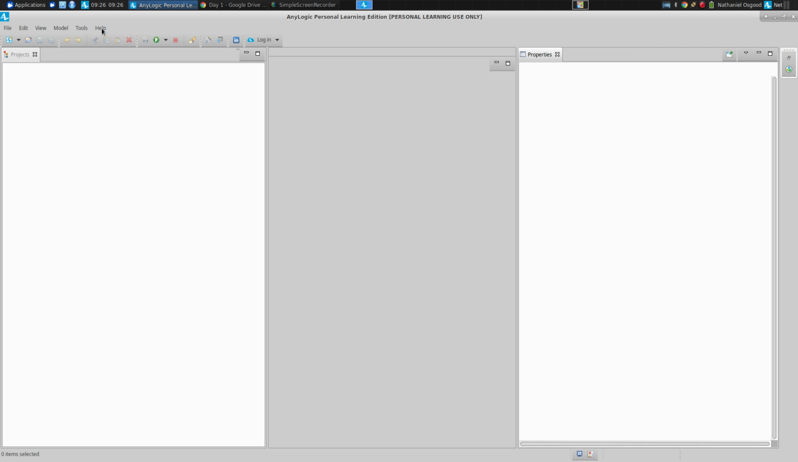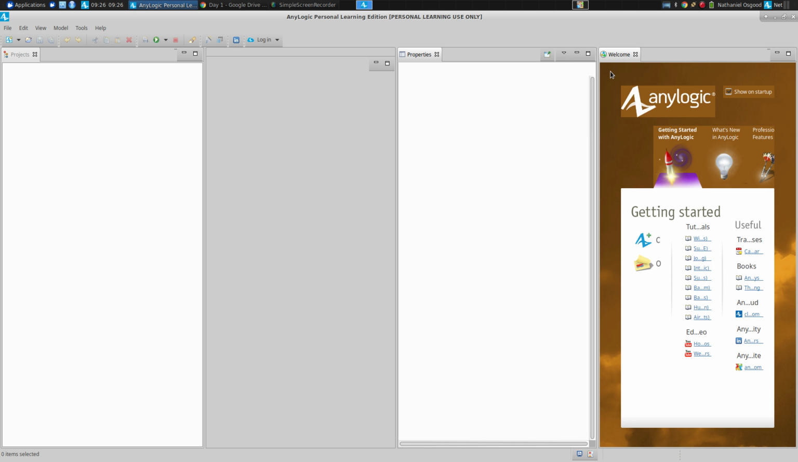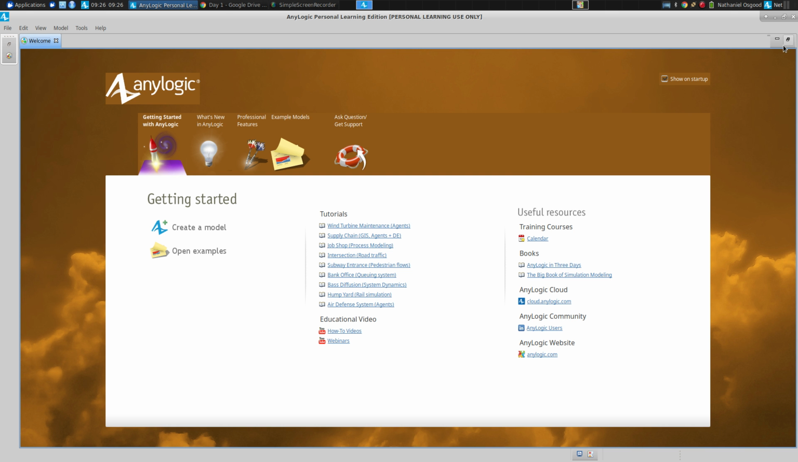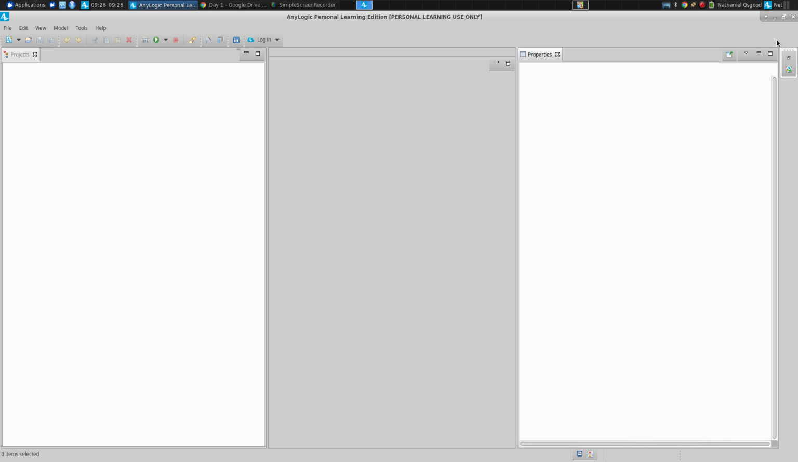So how did I do that? Well, I'll show it to you again. If it comes up like this, you just use this little minimize bar up here to get back to AnyLogic.